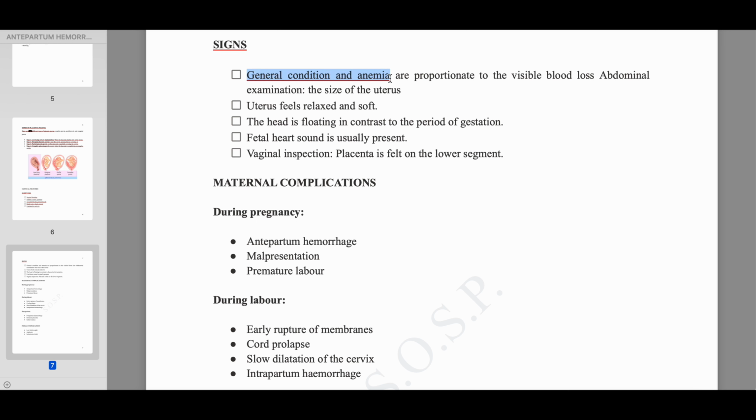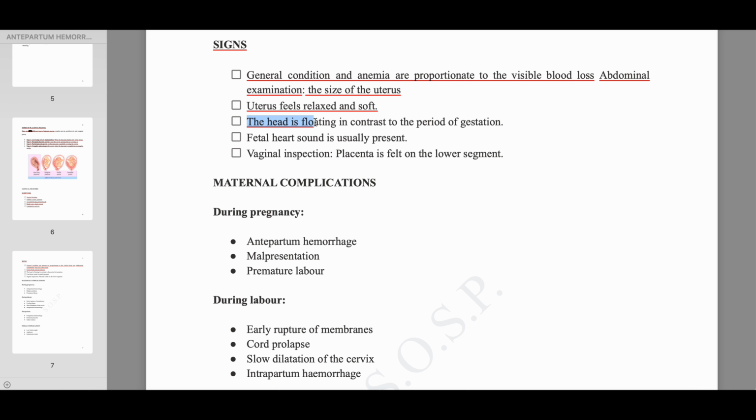General condition and anemia are proportionate to the visual blood loss. Of course, if the bleeding is there, then anemia will take place, and due to the anemia, the general condition will be affected. Next is abdominal examination. In the abdominal examination, we can see the size of the uterus is not as per the gestational age. Next, the uterus feels relaxed and soft.